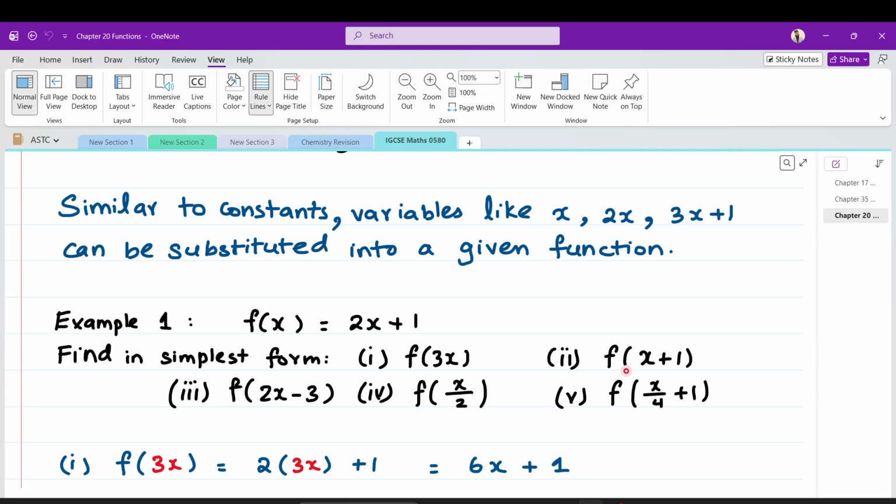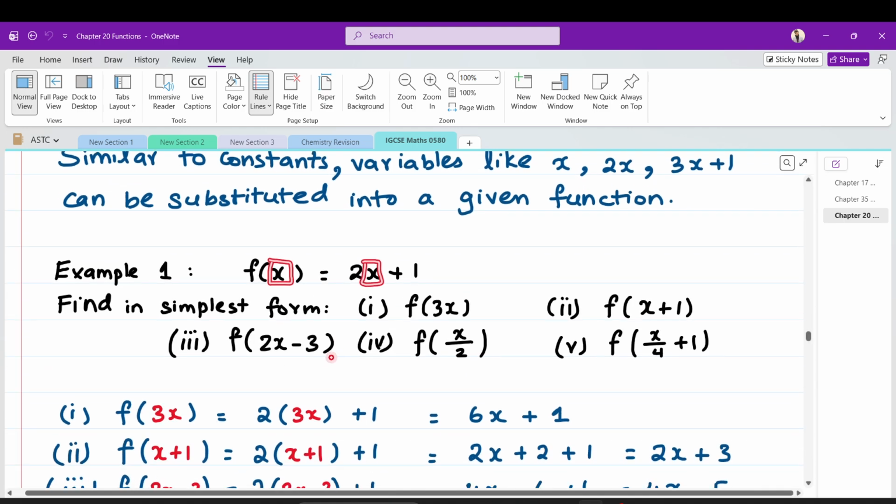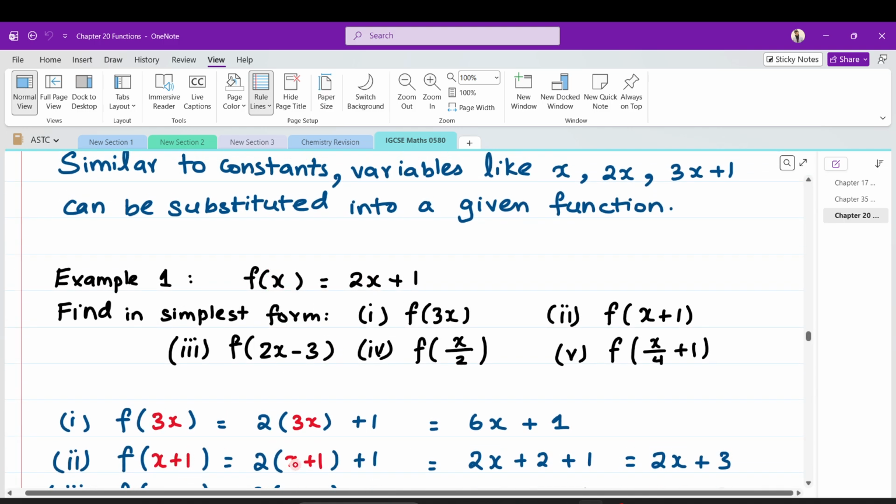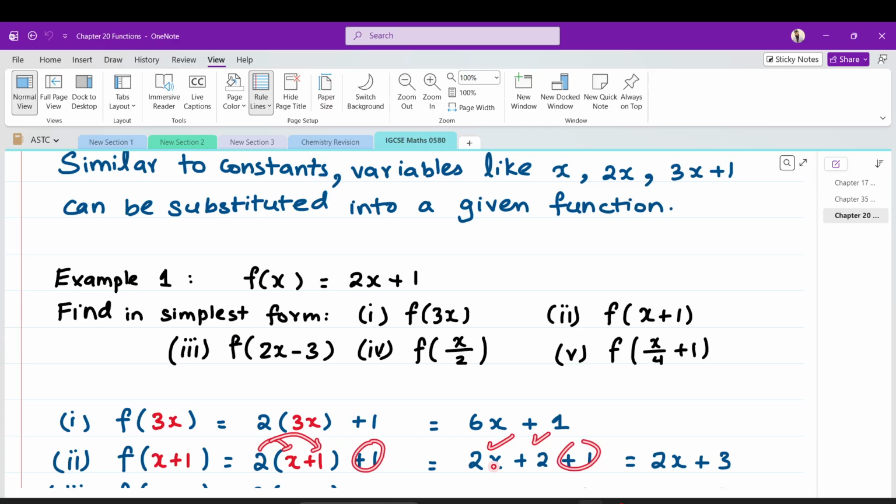Let's take a look at the second one. F of x plus 1. So this x plus 1 will be written over here as well as over here. So f of x plus 1 equals 2 times x plus 1, plus 1. So 2 times x, that is 2x, 2 times 1, that is 2, and then we have this 1 over here. So 2x plus 2 plus 1, these are like terms, so we add them, this becomes 3. So 2x plus 3 is the answer.